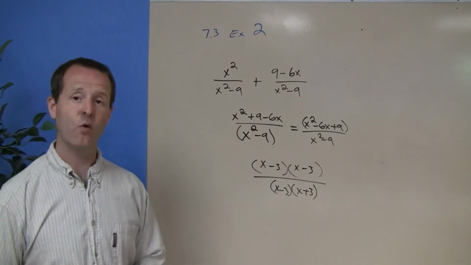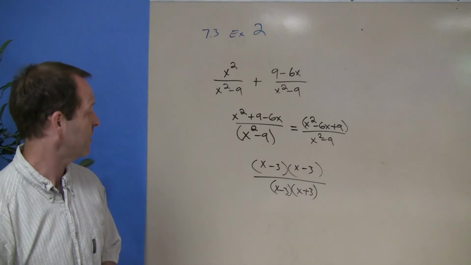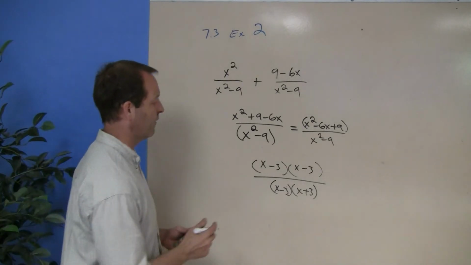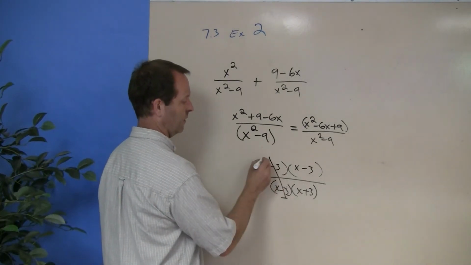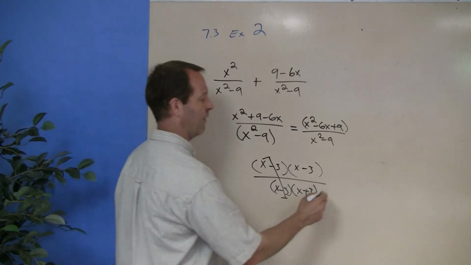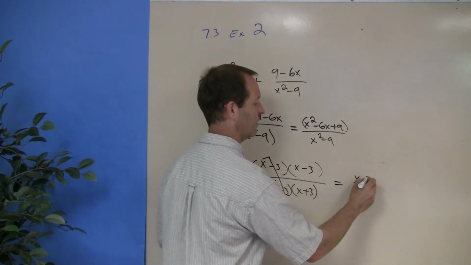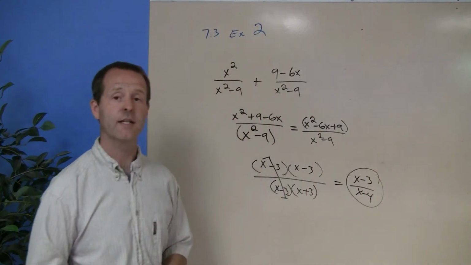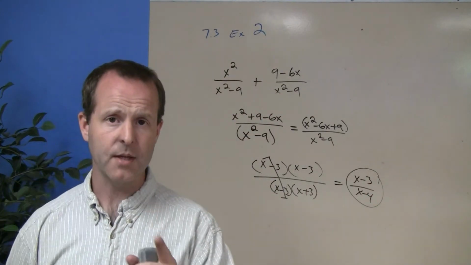So, looks like I'm fortunate. I found some factors that are common on the top and bottom, essentially a clever version of 1. So those cancel out, and I'm left with x minus 3 over x plus 3. And I'm all done.